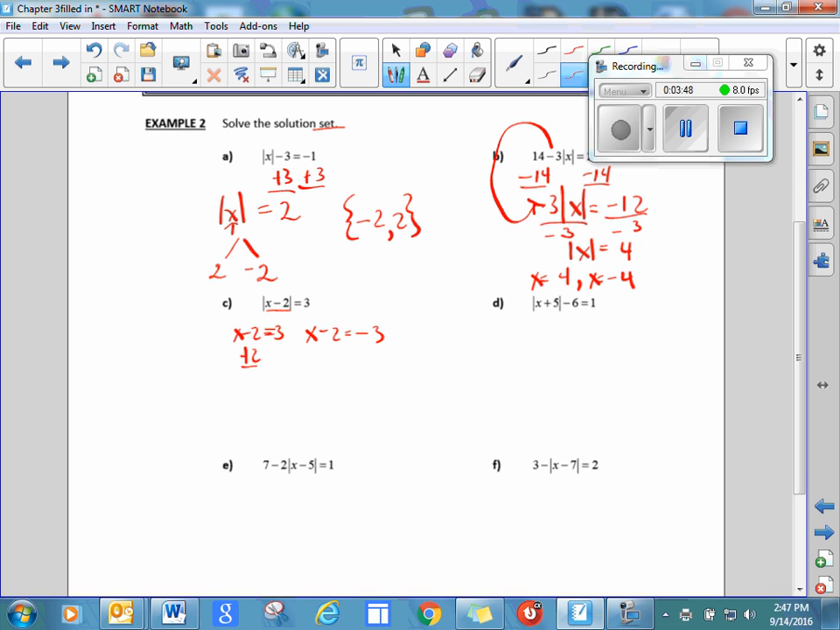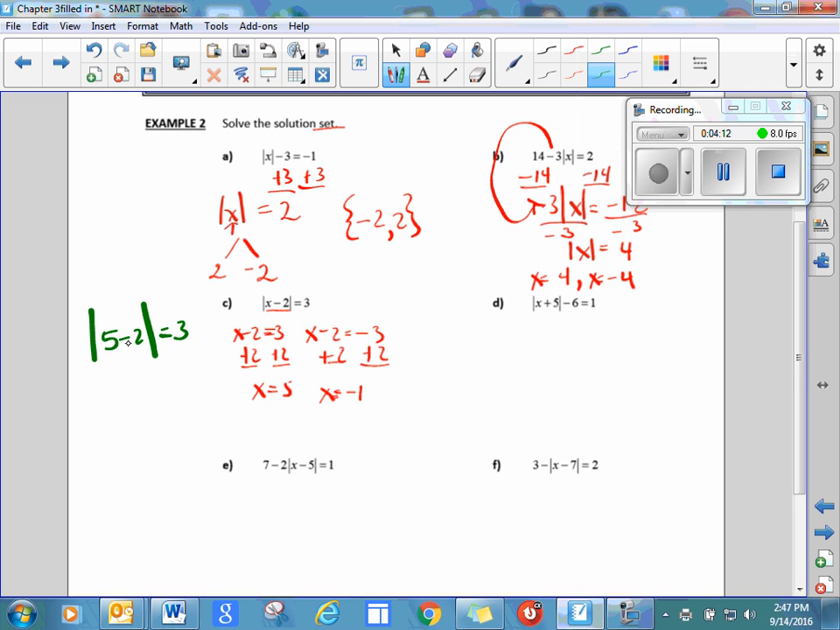So we're going to add 2 to both sides, and we're getting x is equal to 5. Add 2 to both sides, and x equals negative 1. If this looks a little strange, ask yourself, if I plugged 5 back in right here, does the absolute value of 5 minus 2 equal positive 3? Well, sure it does. But what about the negative 1? If I plug negative 1 in here, does the absolute value of that also equal positive 3? Yeah, it does.